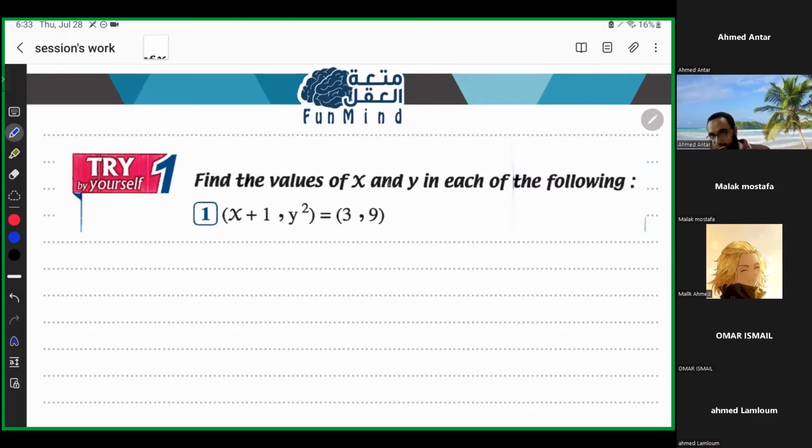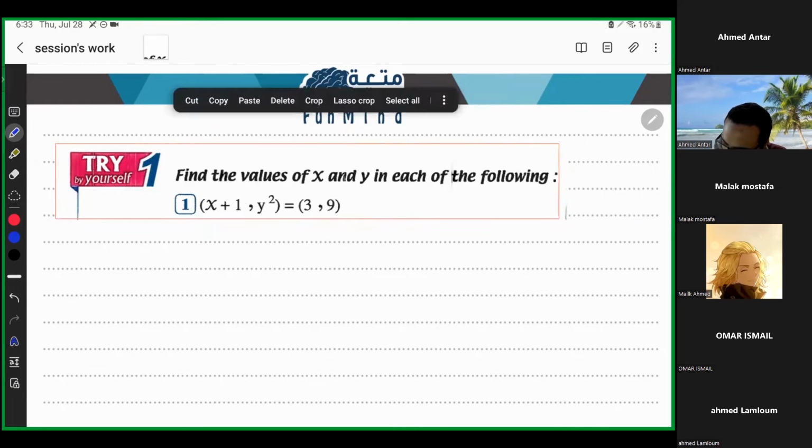The X is correct, Malak Mustafa. And the Y is not correct. Revise your answer. Who will answer also? Omar Ismail is not correct also. There is a problem. Malak Mustafa, answer with me to get the answer or to get the problem.